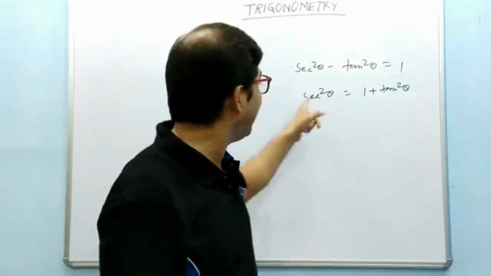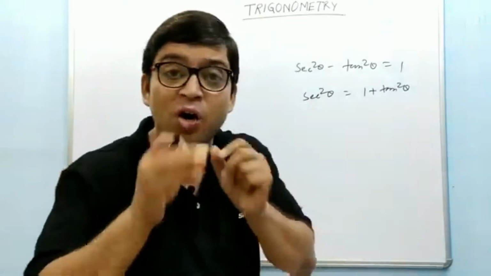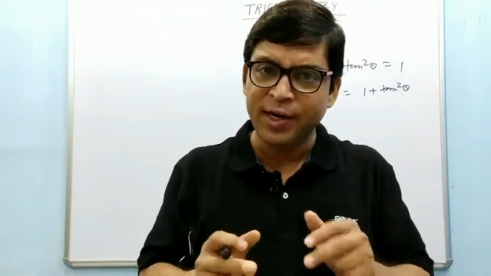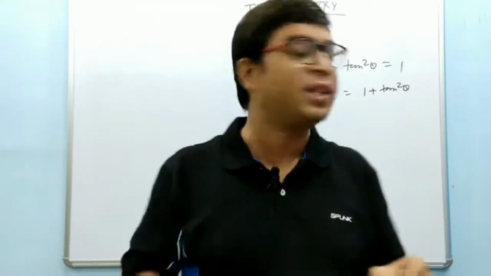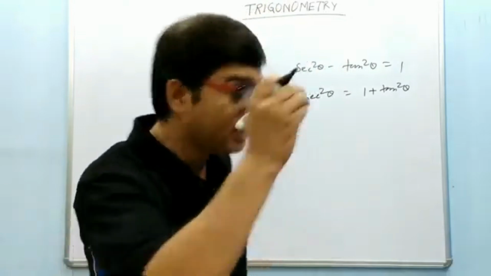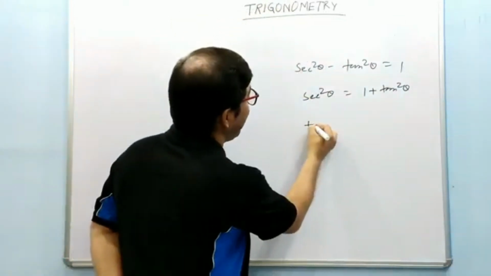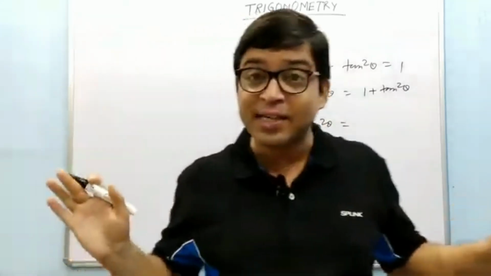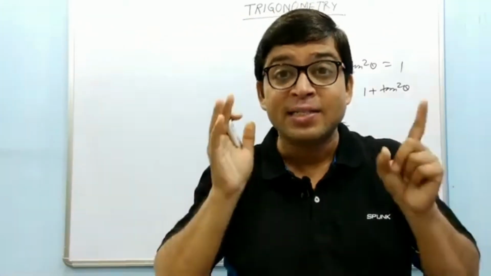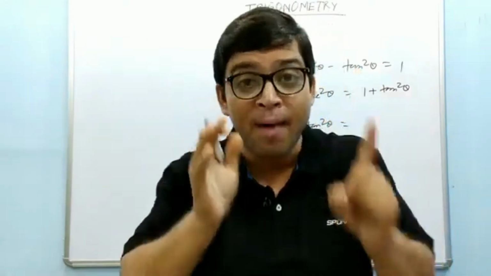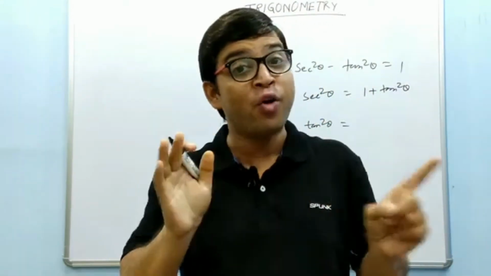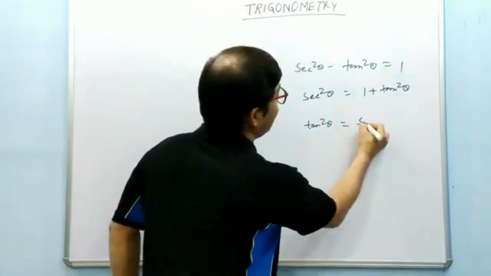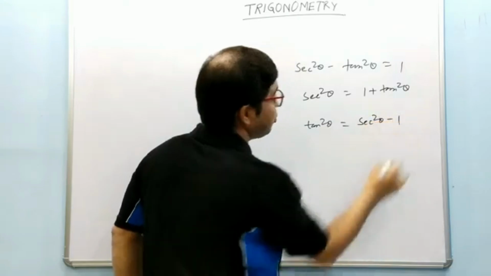But be careful here, sec square theta is always 1 plus tan square theta. So wherever you see 1 plus tan square theta, you can just replace that by sec square theta. Further, this can be used as tan square theta is equal to, it is not 1 minus sec square theta, it is sec square theta minus 1. So from now on, don't make a mistake, be careful. So it is coming out to be sec square theta minus 1.